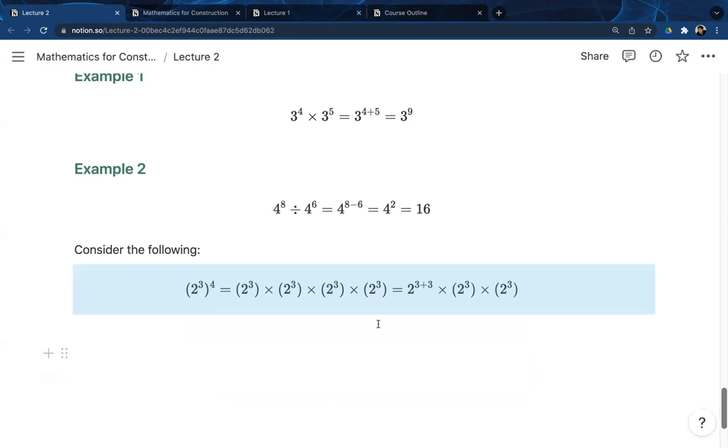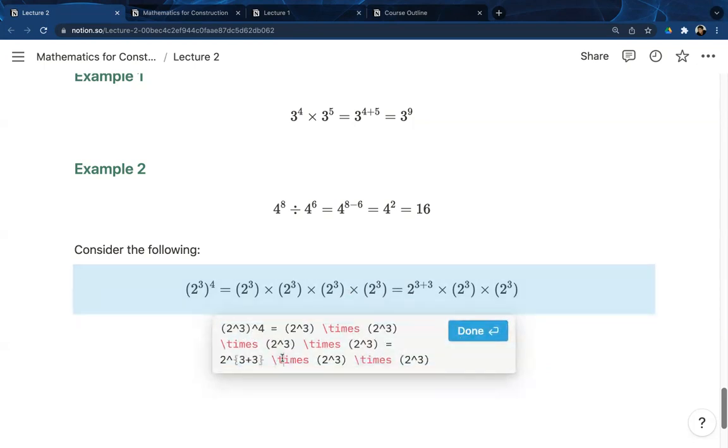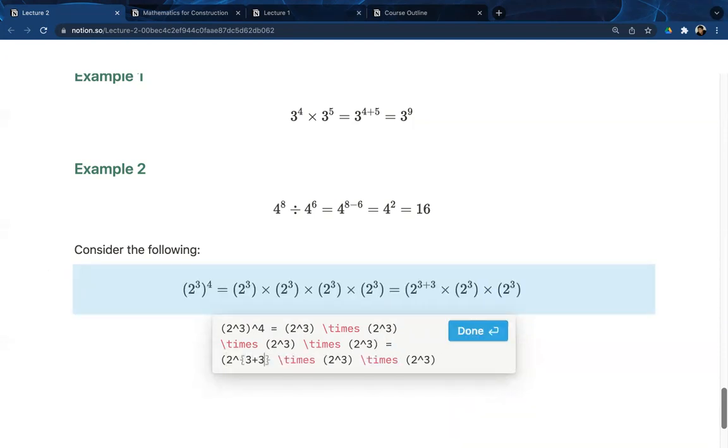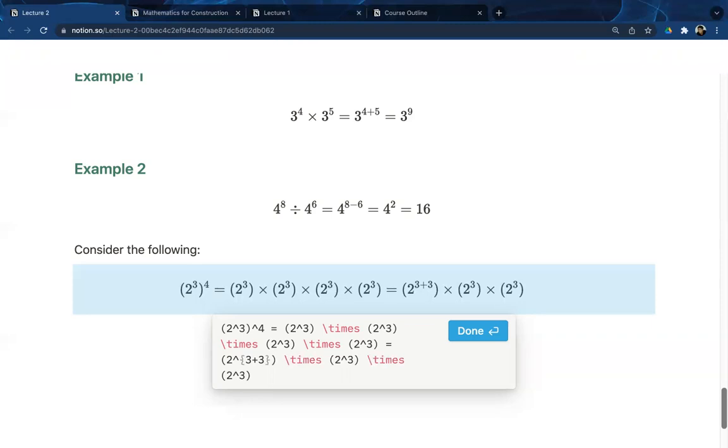I get this here. The first 2 items, I combine them, 2 to the power 3 plus 3, multiplied by the other 2 terms here on the right. So I could probably put brackets around this. Like that.